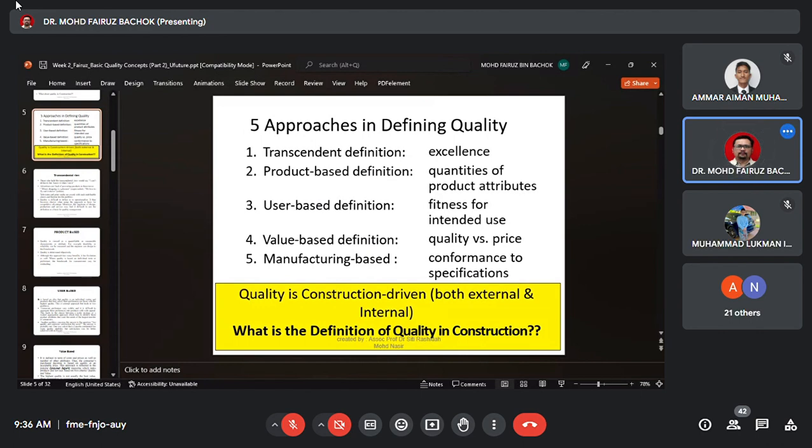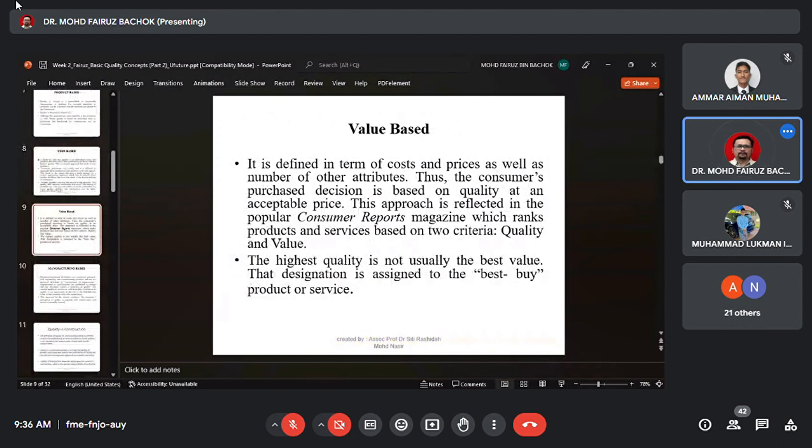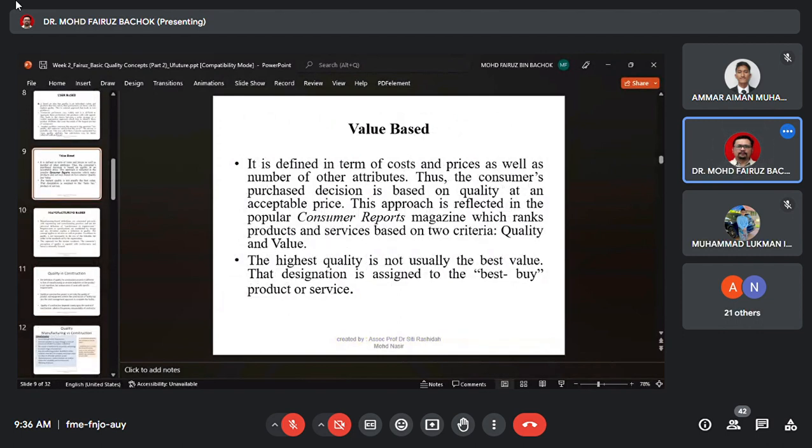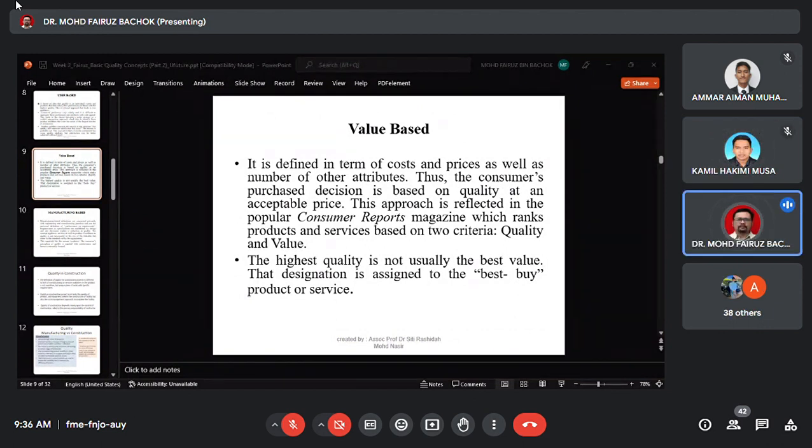Okay, all right, do you understand the five different approaches in defining quality, class? Any questions regarding this topic?